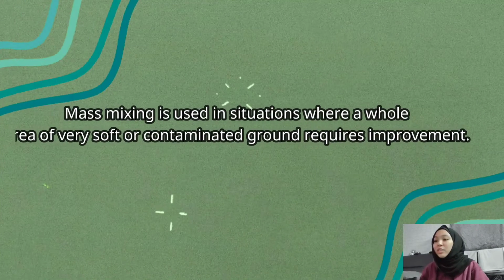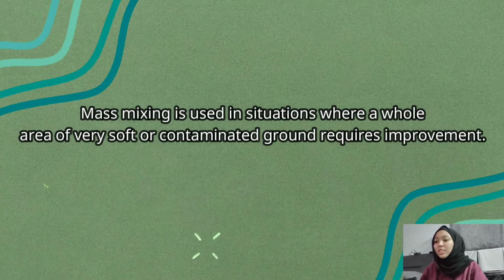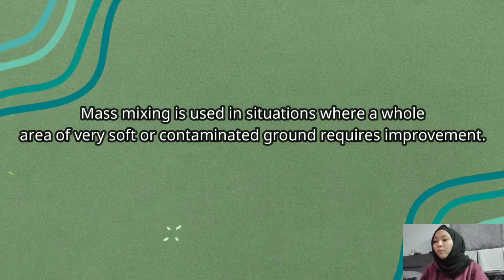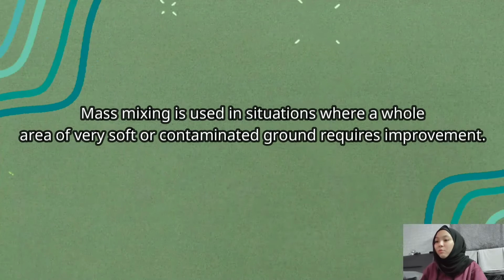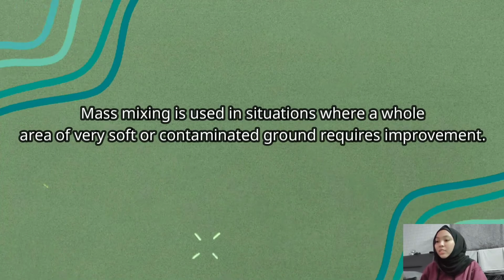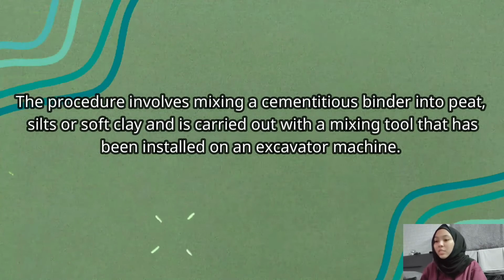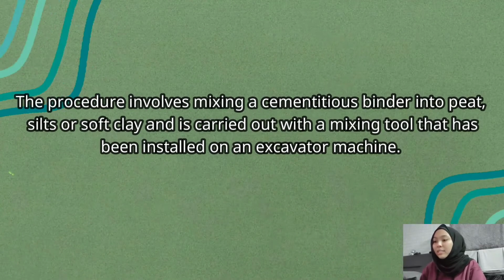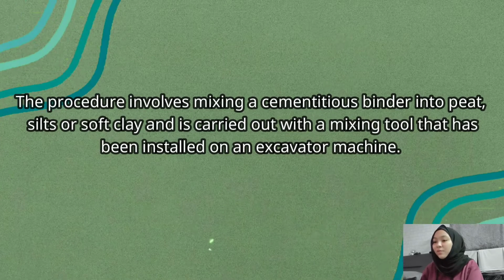Two technological advancements. First, mass mixing technology. Mass mixing is used in situations where a whole area of very soft or contaminated ground requires improvement. The procedure involves mixing a cementitious binder into peat, silt, or soft clay and is carried out with a mixing tool that has been installed on an excavator machine.